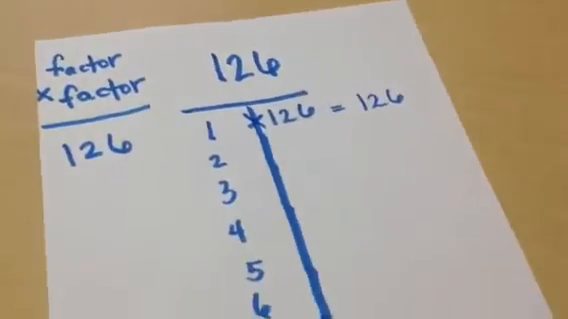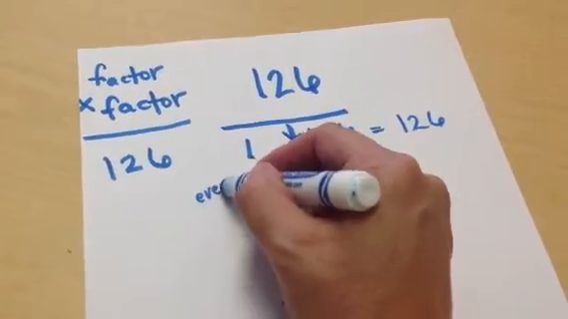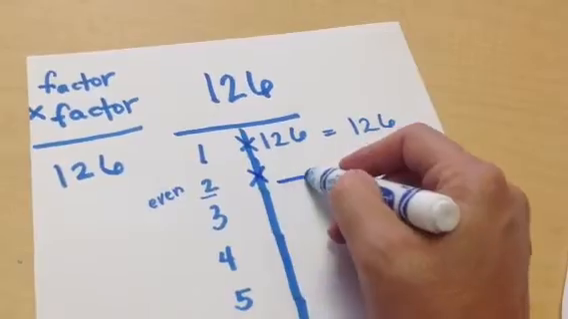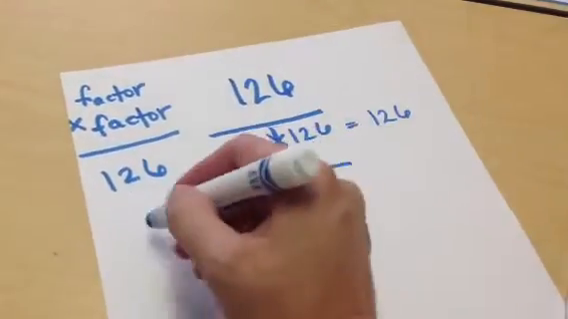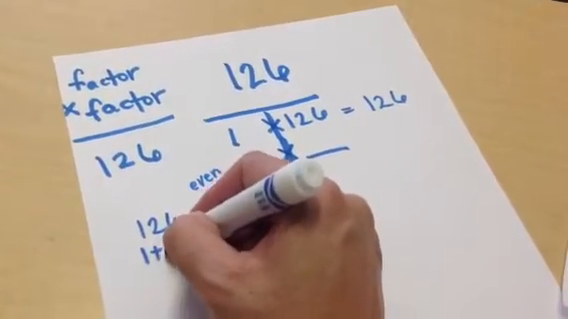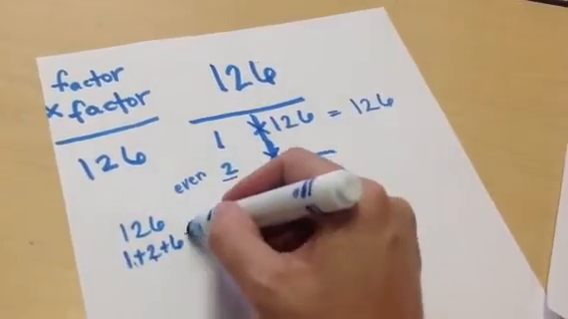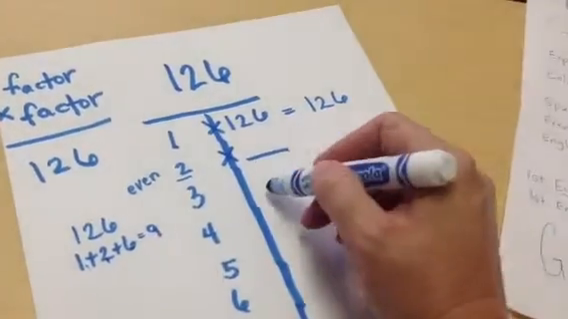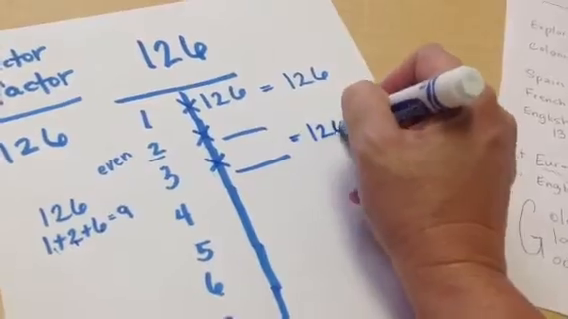Okay? So then you have to ask yourself, is it even? Yes or no? If it's yes, you should have something right here. Then you need to find the sum of the digits. 126, that's 1 plus 2 plus 6, 6, 7, 8, 9. Can 3 go into 9? Then 3 can go into 126 evenly.